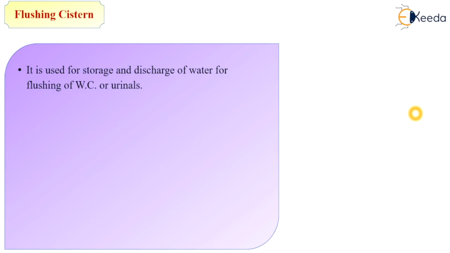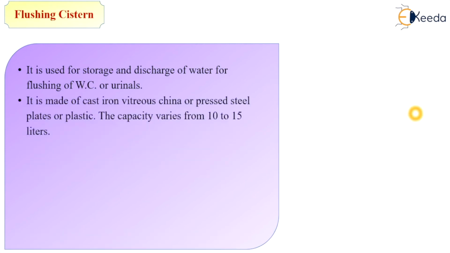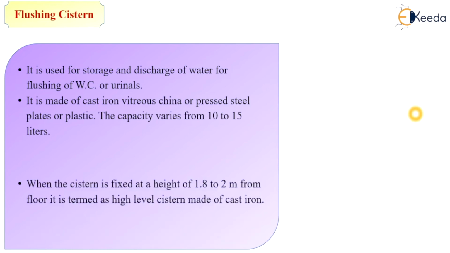Next important sanitary fitting is the flushing system. The flushing systems we are using every time are connected to the WCs and to the urinals. At every sanitary fitting, these flushing systems are important to flush the waste contents from the WCs or urinals. The water flushing system is used for storage and discharge of water for flushing of WCs or urinals. It is made of cast iron, vitreous china clay, pressed steel plates or plastic material. The capacity varies from 10 to 15 liters.